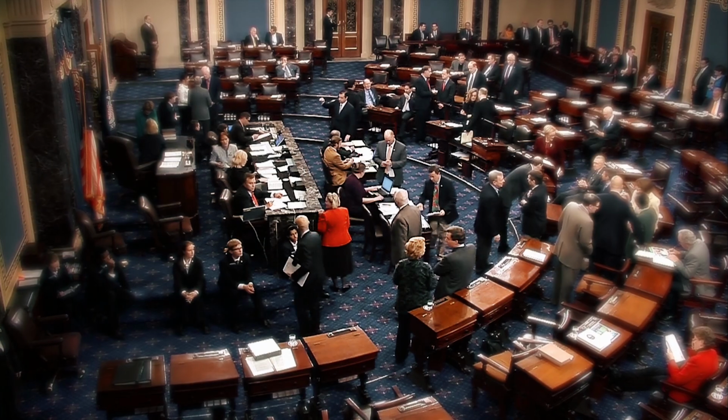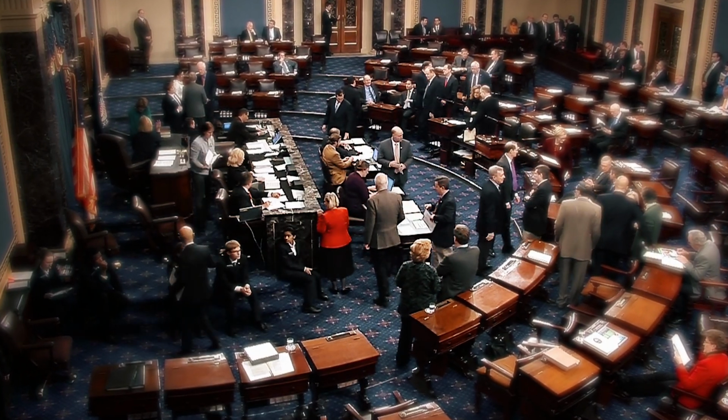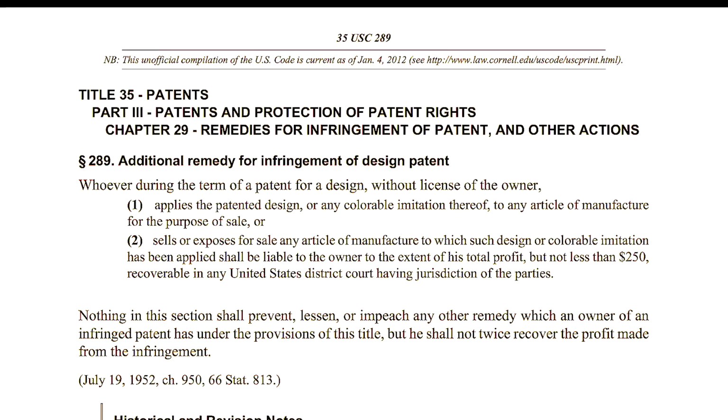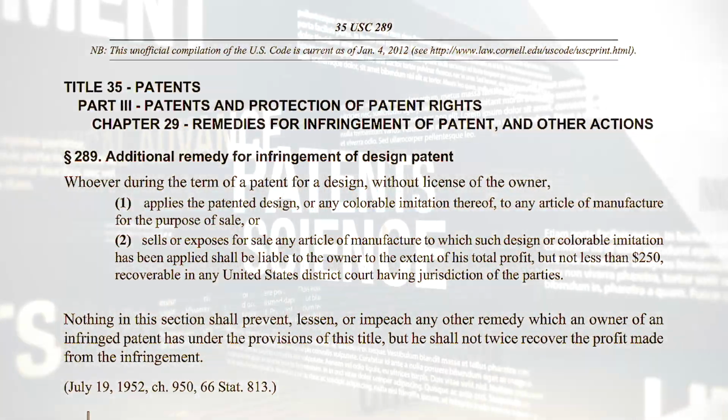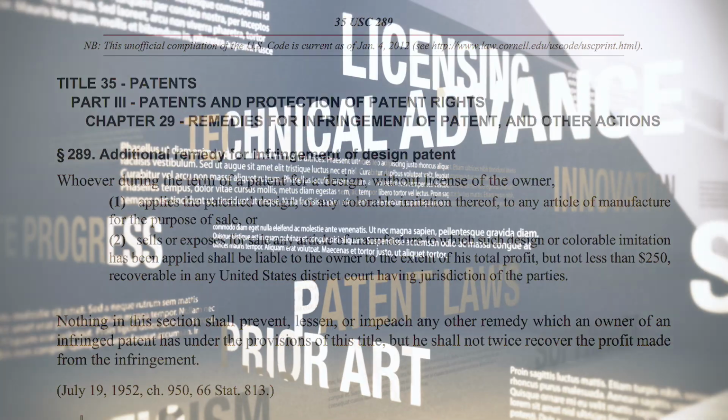Unfortunately for Samsung, the statute by its language is fairly clear. It does say entirety of the profits. Section 289 of Title 35 of the United States Code says that when a design patent is infringed, the infringer is liable for the entirety of his profits.